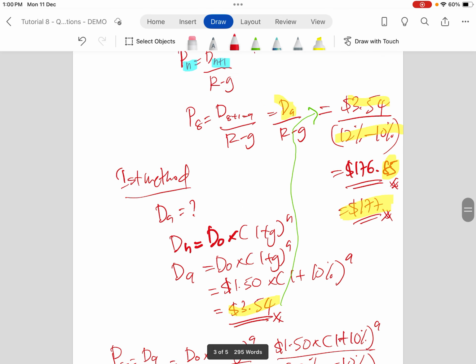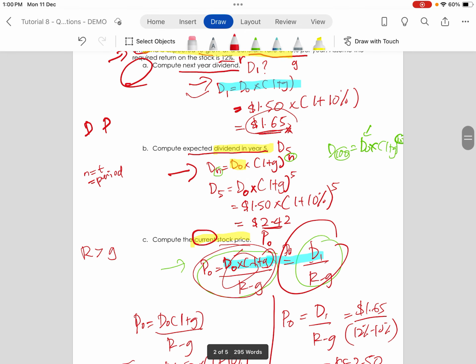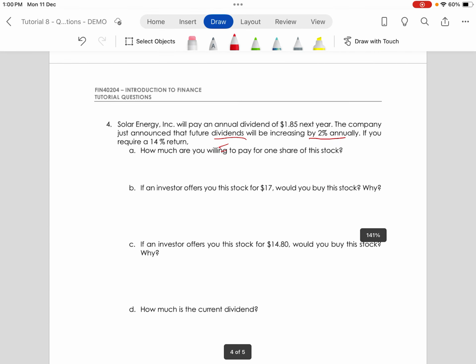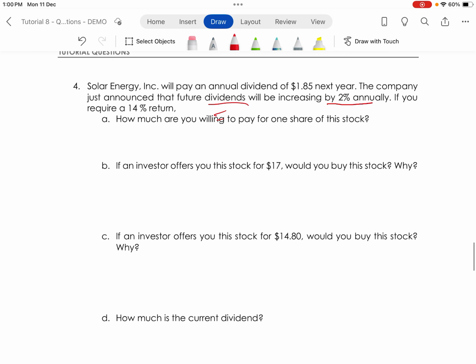Now, moving on to the next one. Question number 4. Solar Energy Incorporation will pay an annual dividend of $1.85 next year. This is the dividend next year, what we call D1. The company just announced that future dividends will increase by 2%. This is the dividend increment rate, or growth rate, g.